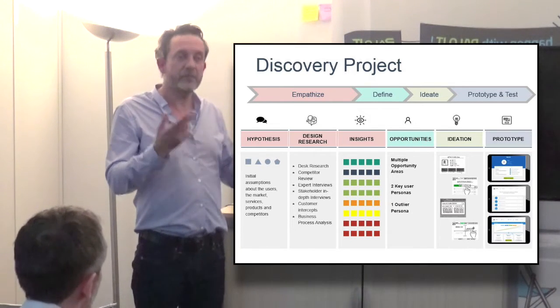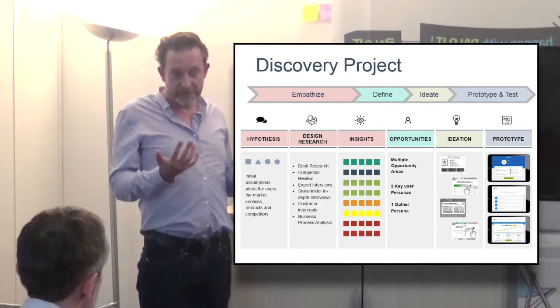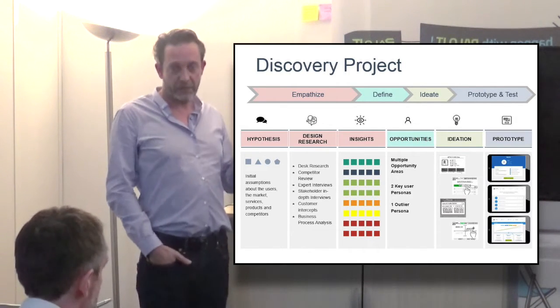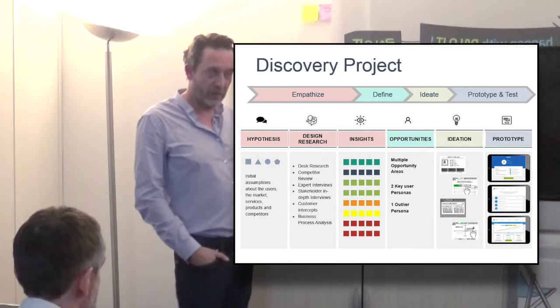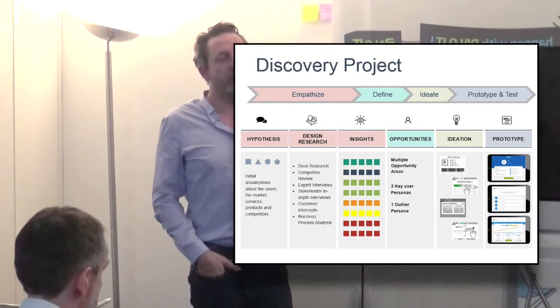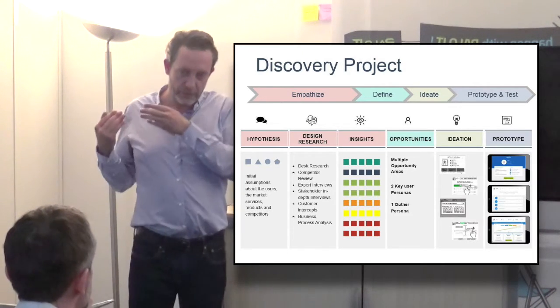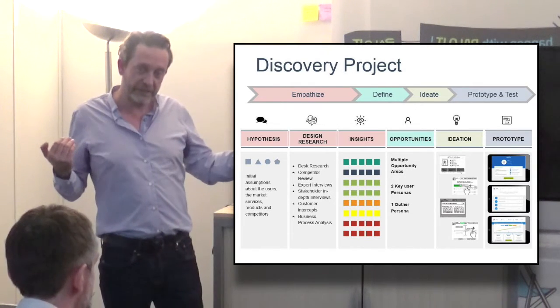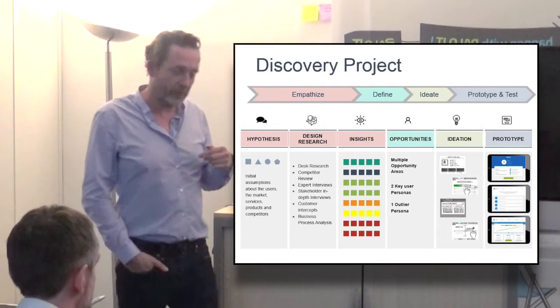Once you have the problems, you're able to define what opportunities there might be. And this would be the starting point to redesign the new customer journey, the ideal customer journey, based on how you understand the problems of the current customer journey and the different opportunities that you have to improve the new customer journey.